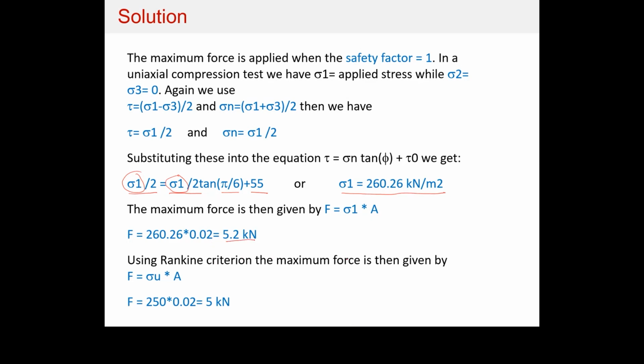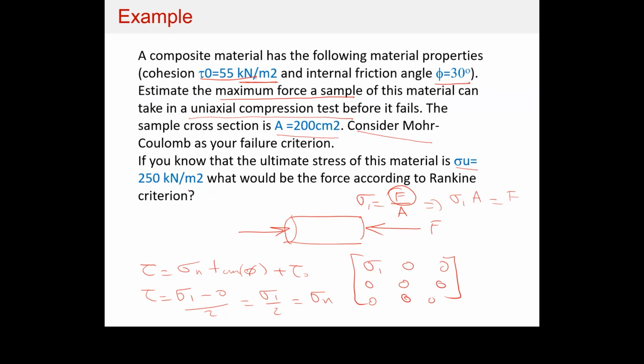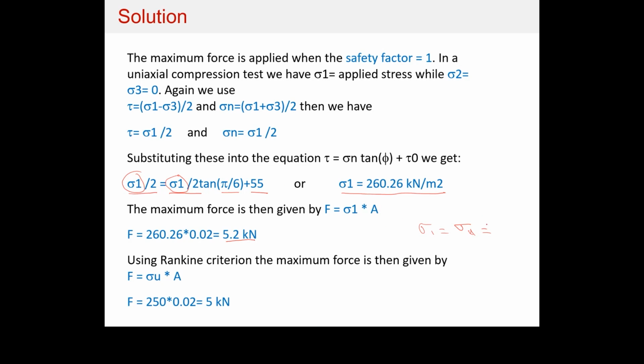Now, if you want to consider the Rankine criteria, it is quite easy. Sigma 1 is equal to sigma ultimate. This is the point where you have the failure. Sigma ultimate is given. So the sigma ultimate is 250 kilonewton per meter square. So sigma 1 is equal to 250. If sigma 1 is equal to 250 and A is 0.02, you multiply 250 with 0.02, you have 5 kilonewton. So according to Rankine, the material is going to fail at 5 kilonewton. And according to Mohr-Coulomb, the material is going to fail at 5.2 kilonewton.